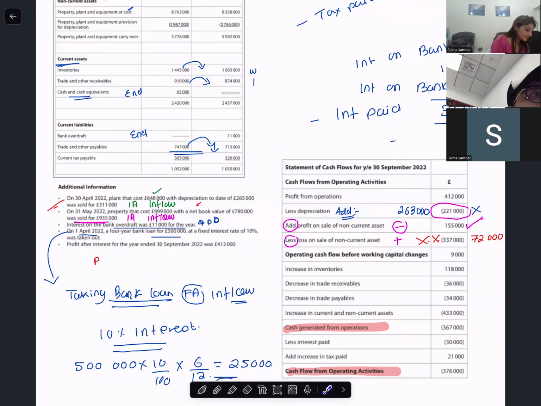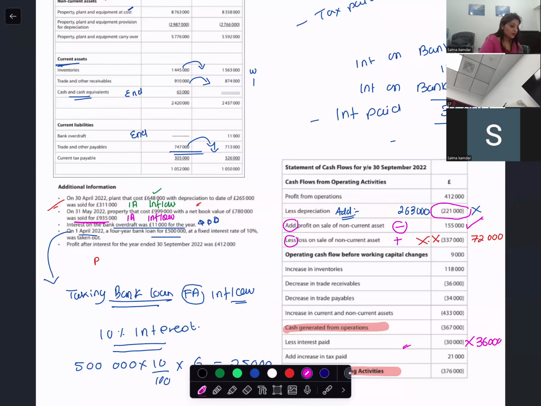Interest pending? Interest, no. That means interest is paid. How much interest is paid? 36,000. So interest paid would be how much? 36,000. So even this was wrong of our junior accountant. Are you with me?